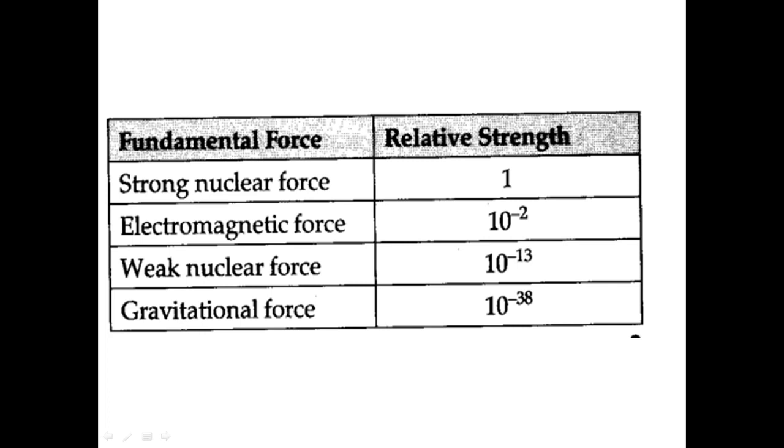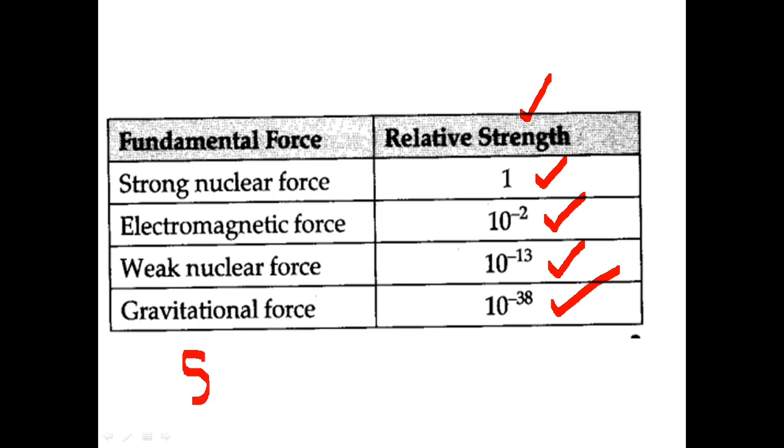So we have the fundamental forces according to their strength. As I said, if the strong nuclear force is 1, the electromagnetic force will be only about 10 raised to minus 2 in strength, the weak nuclear force will be about 10 raised to minus 13 to minus 16, and the gravitational force about 10 raised to minus 38.